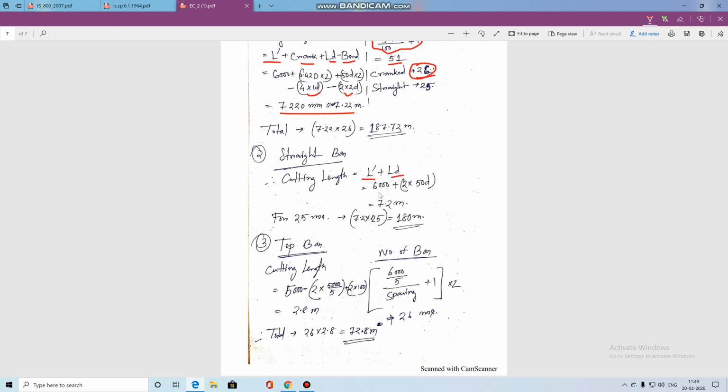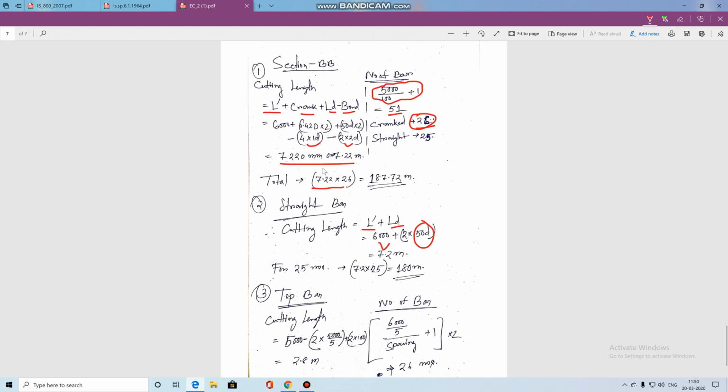What is L dash? You can see the diagram over here: 6000, and 50D is the development length, right? And what is D over here? D is the diameter of the bar. Most probably it is 12, and it depends on the grade of concrete and grade of steel. You can see the formula regarding the development length, which is already given in IS 456:2000. And we have total, okay, I missed out on this particular thing.